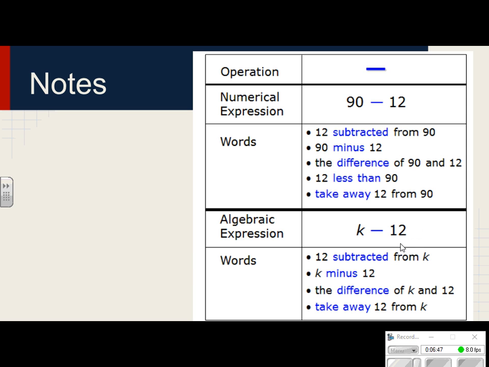Here's some examples of subtraction and the words that can go with the subtraction problem. Now, with subtraction, it's important to know where the numbers go in place. Addition, it doesn't matter, but you'll see here the 12 and the 90 are in different places in each problem depending on how it's written. Copy this down and then move on.